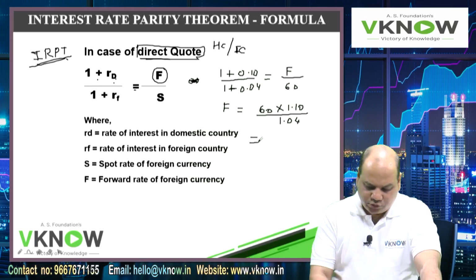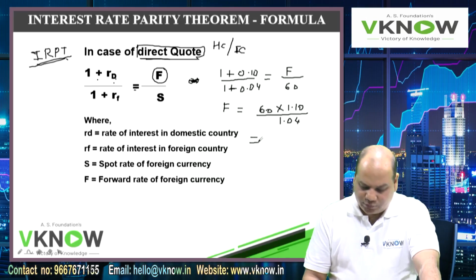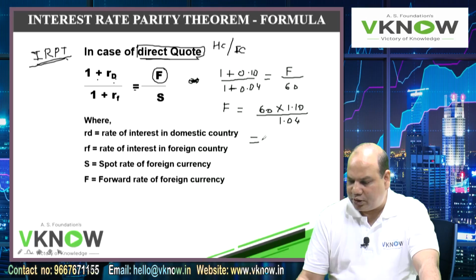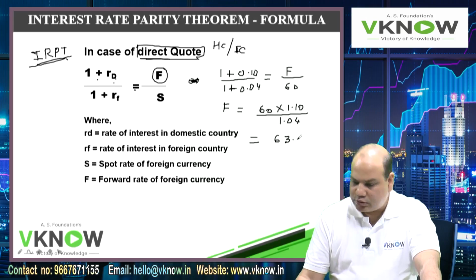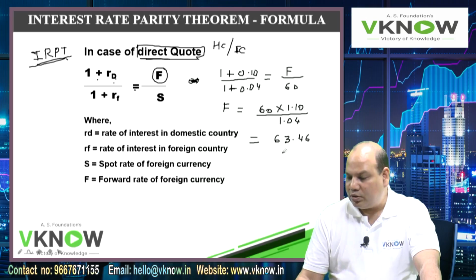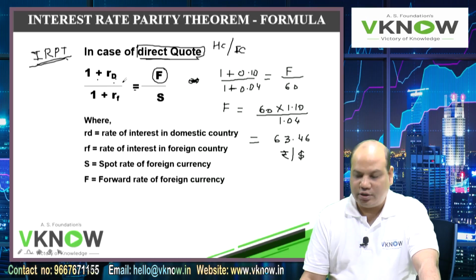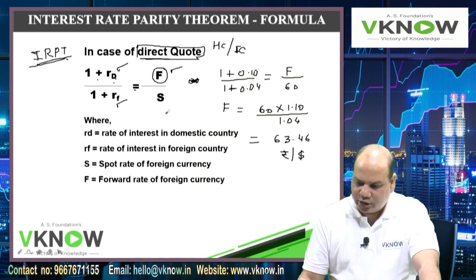So please, dear student, take your calculator and solve, and if the answer matches what is printed in the above story, that is 63.46, then I will request you to get convinced that this formula is working correctly. This formula you will use for finding either RD or RF or forward rate or spot rate.